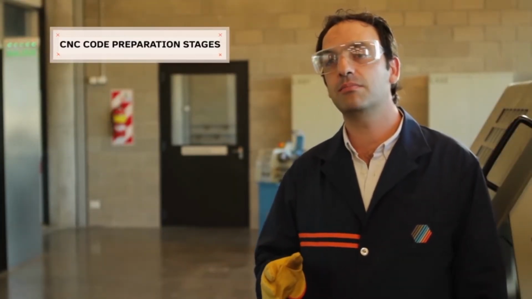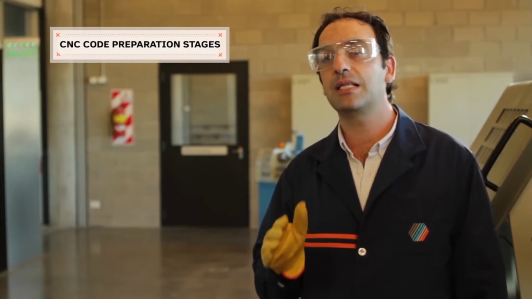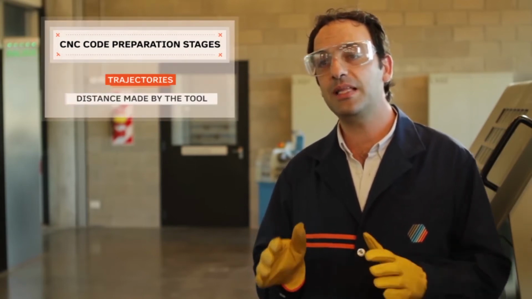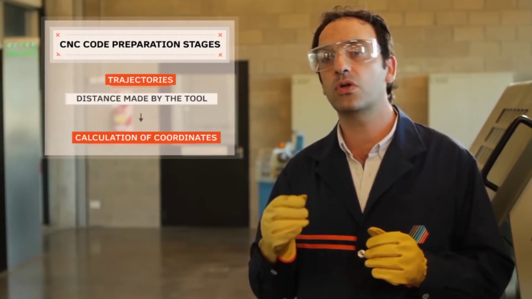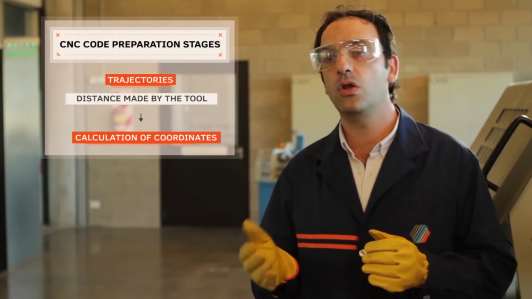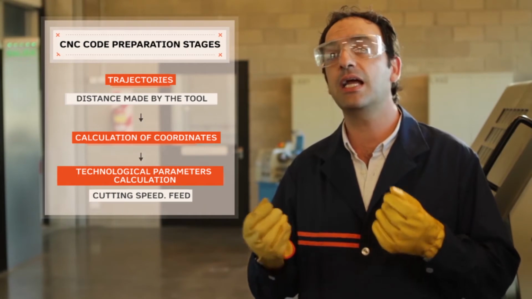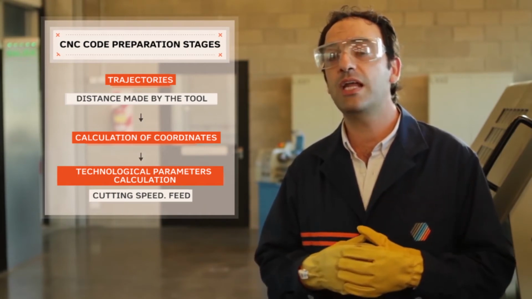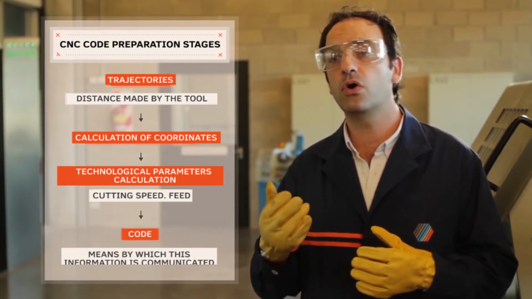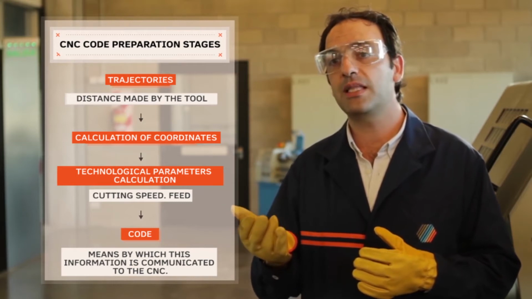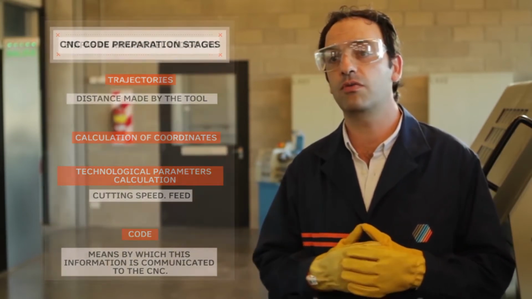Therefore, Joaquin, based on the selected tools, we're going to define the trajectories. The trajectories will be marked by points and their associated coordinates. Then we need to define the technological parameters that the tools will use between both points. And finally, we must select an ISO code that enables us to communicate all of this information to the CNC.